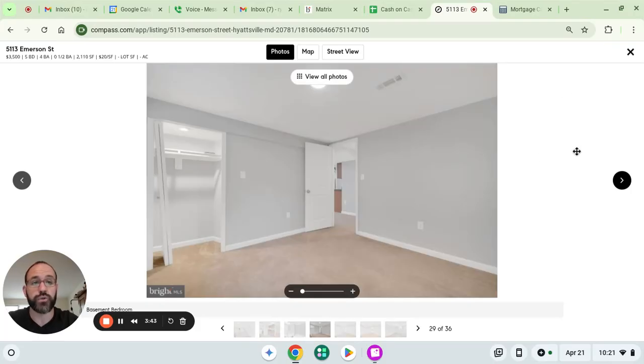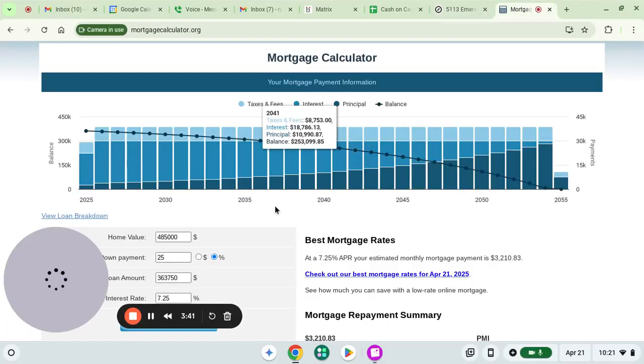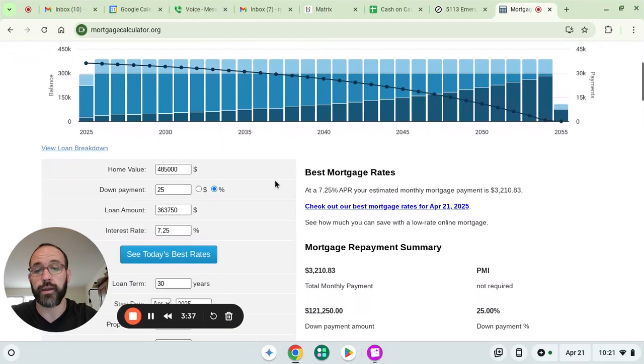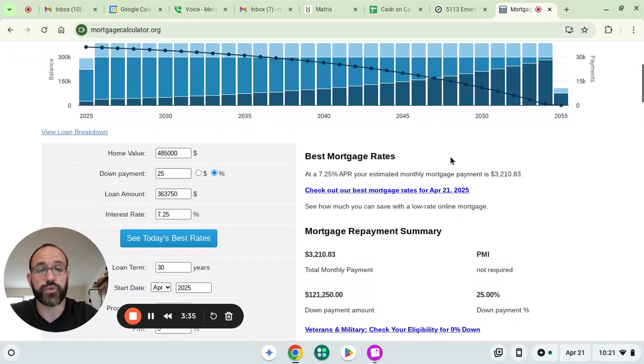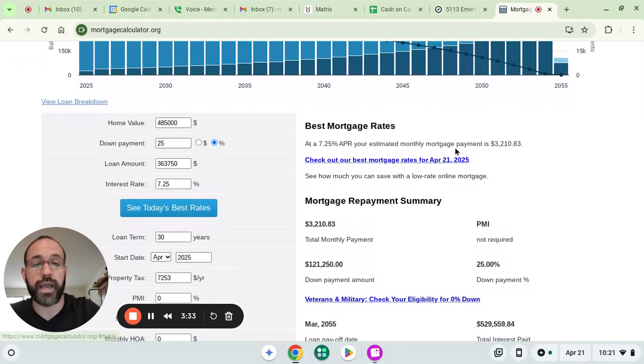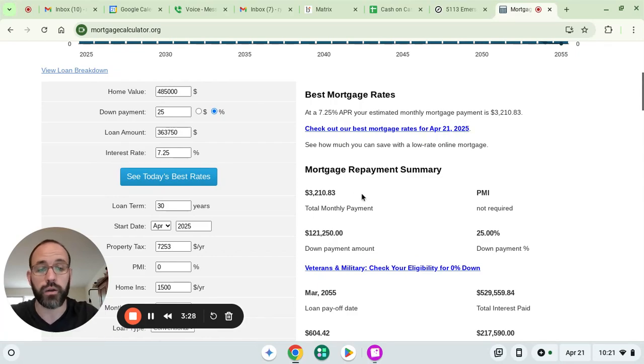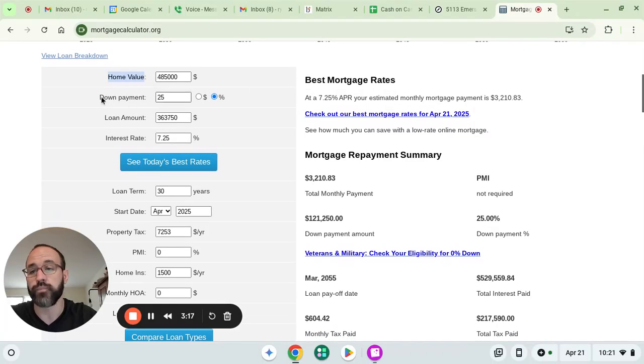So first thing I'm going to do is come over here to mortgagecalculator.org, and I'm going to start putting in some of these values and see where we're going to be. This is a back of the napkin calculation of where we're going to be at with our monthly mortgage payment. So first off, home value. This is going to be the purchase price of the home. So let's say I can purchase the home for $485,000.